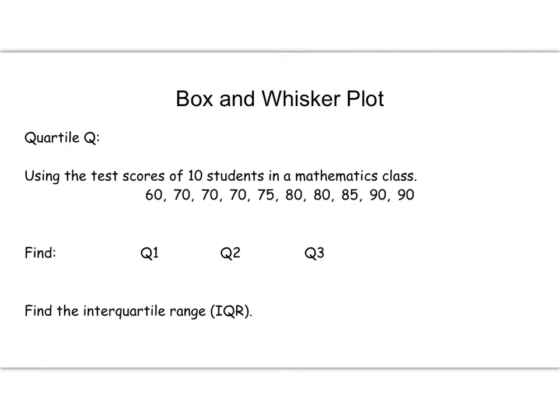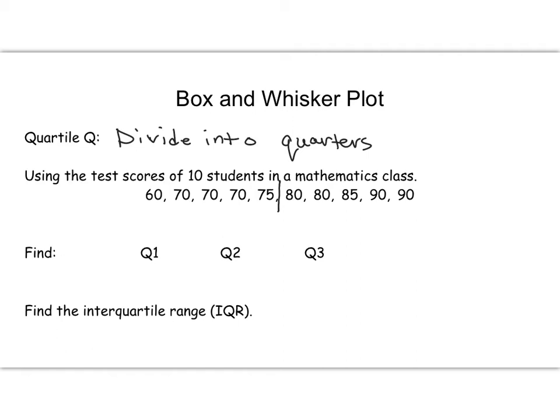So quartiles are when you divide your data into fourths or into quarters. So we're going to use those same test scores we had before of the 10 students in a mathematics class. And if I want to find them, I'm going to break this into quarters. So first I'm going to break it into half.